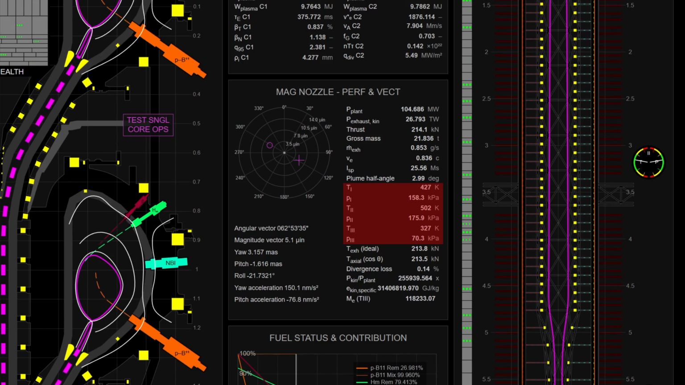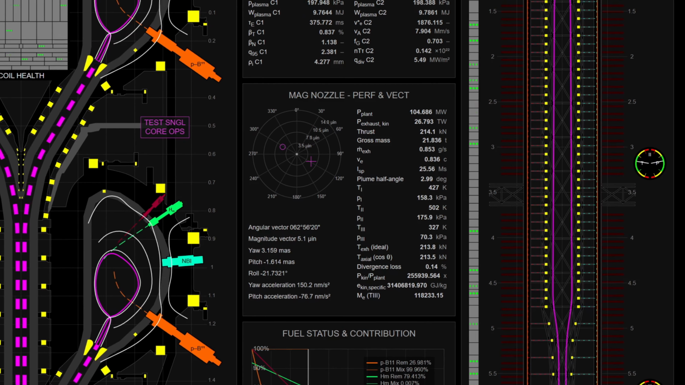Axial station temperatures and pressures describe the thermodynamic evolution of the plasma along the nozzle and provide context for expansion efficiency and detachment behavior. Exit Mach number and specific kinetic energy characterize the exhaust flow regime at discharge. Attitude-related readouts report yaw, pitch, and roll relative to the thrust axis, together with the resulting lateral accelerations generated by small vector offsets. These values link nozzle vectoring directly to spacecraft attitude control.